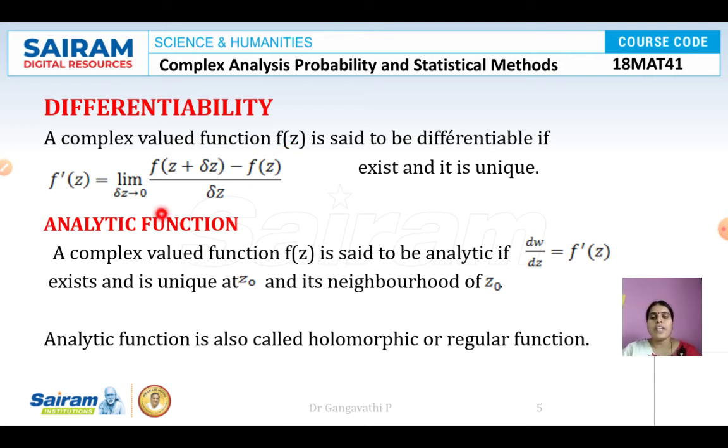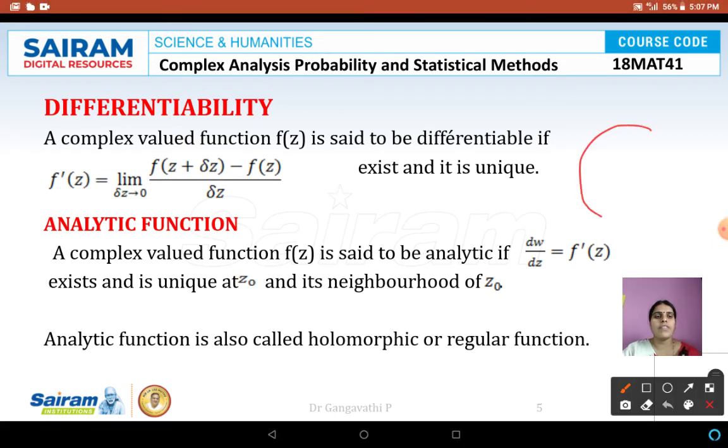Similarly, what is an analytic function? A complex valued function f of z is analytic if the derivative f dash of z exists at z0 and also in the neighborhood of z0. What is the neighborhood of z0? If this is the area where you are finding the value, take this point as z0. At this point, obviously the function is differentiable. Other than that, the function should also be differentiable in the neighborhood of z0. The nearby values of z0 also satisfy the condition, and such functions are called analytic functions. That is the meaning here.